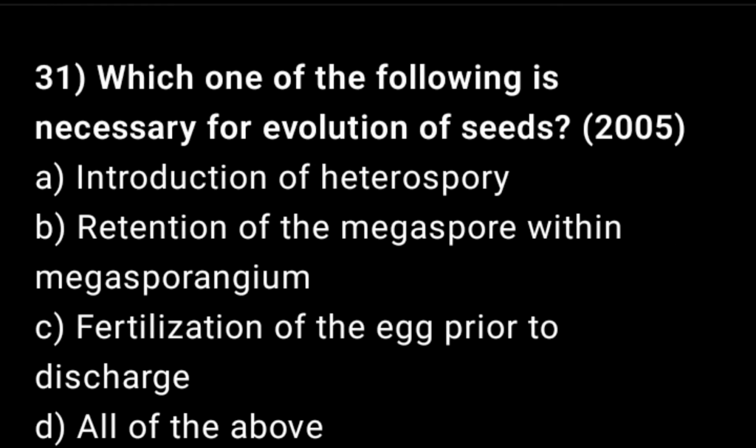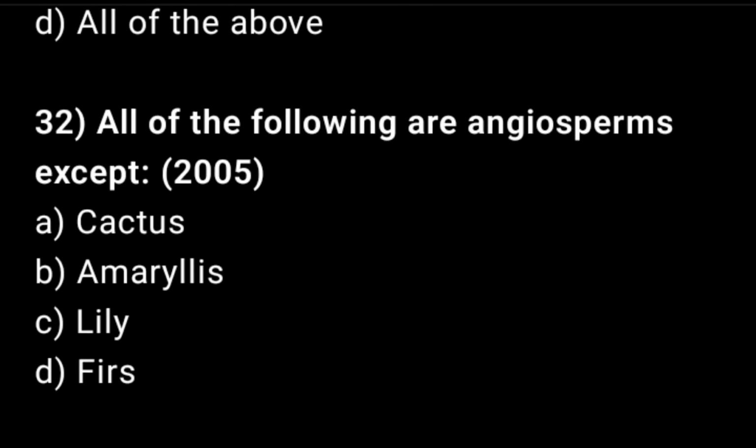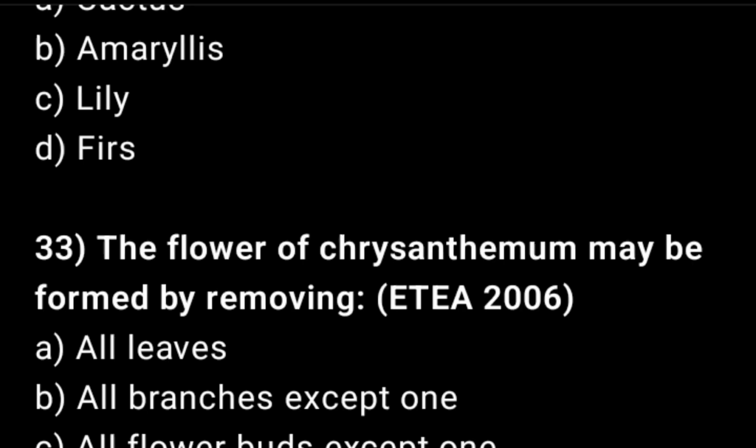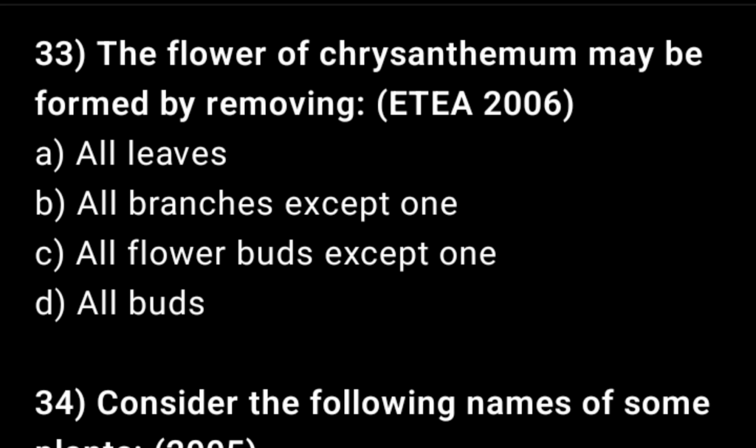31. Which one of the following is necessary for evolution of seeds? 2005. A. Introduction of heterospory. B. Retention of the megaspore within megasporangium. C. Fertilization of the egg prior to discharge. D. All of the above. 32. All of the following are angiosperms except 2005. A. Cactus. B. Amaryllis. C. Lily. D. Firs. 33. The flower of chrysanthemum may be formed by removing ETEA 2006. A. All leaves. B. All branches except one. C. All flower buds except one. D. All buds. 34. Consider the following names of some plants.